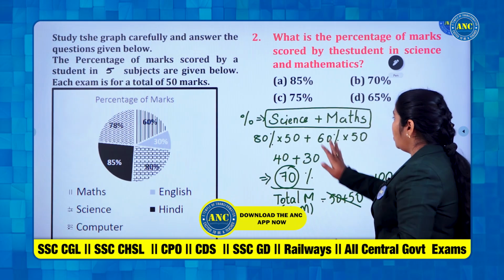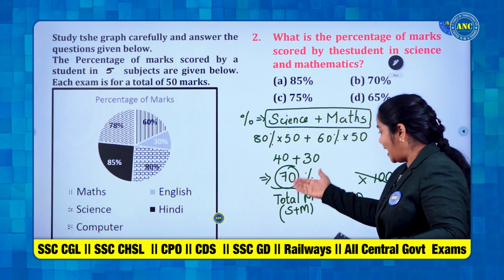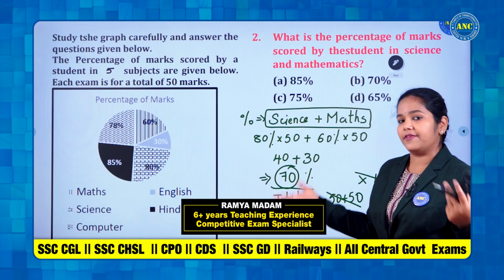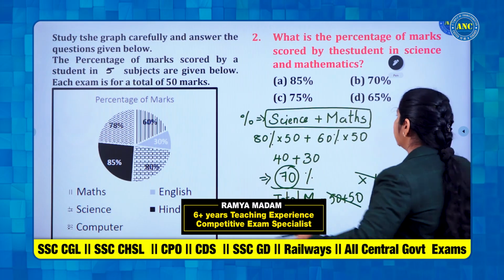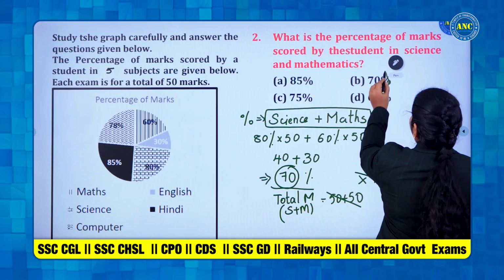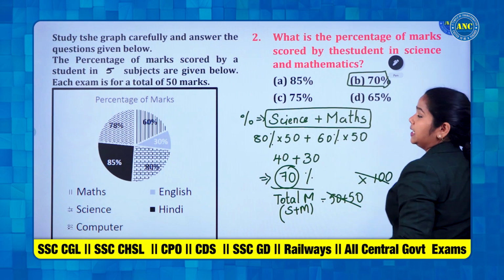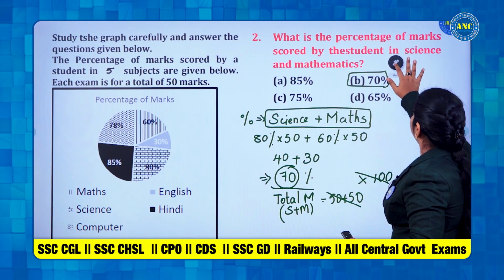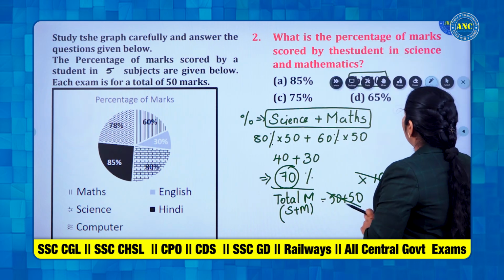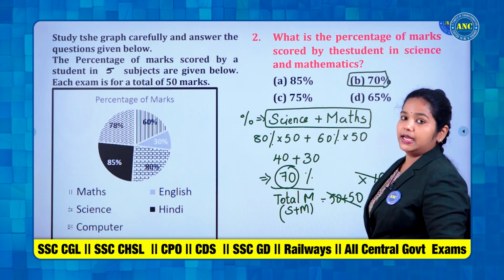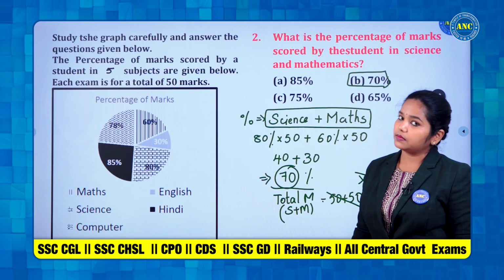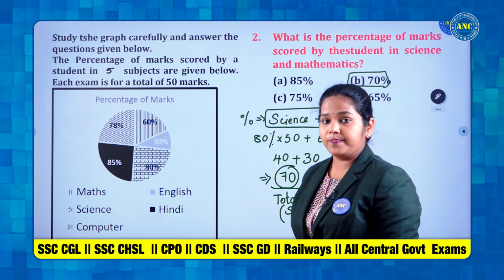So, anyhow we know that it's 100. I did not calculate further. I told you it is directly 70%. Yes. So, option B, 70% is the correct answer. Okay. Option B, 70% is the correct answer. Yes. Are you all with me?